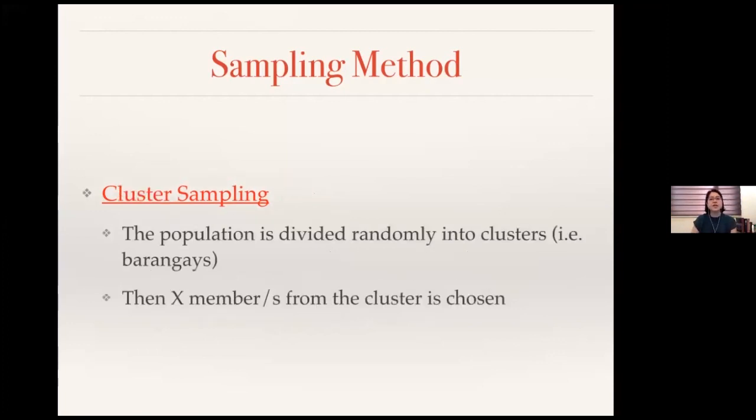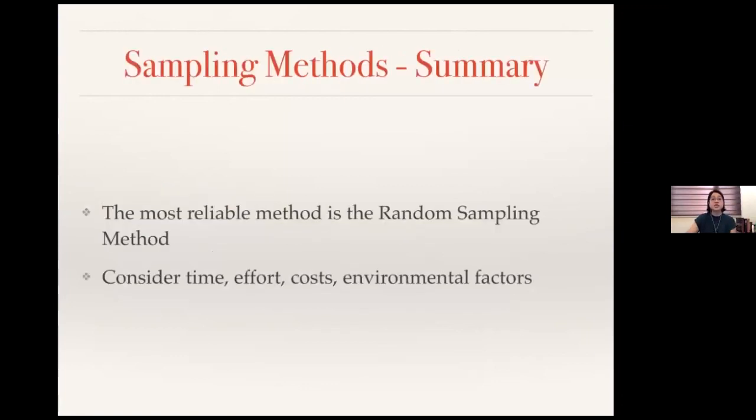Next, cluster sampling. So the population is divided randomly into clusters. For example, barangays. Then X members from the cluster are chosen. So for example, I want to make a study in Zamboanga City. Then what I do is I will choose only from the barangays 10 kilometers away from Zamboanga City Medical Center. And then I choose how many members from those barangays. So this is basically cluster sampling. So this is not even stratified sampling because I did not divide them equally into groups. You just chose a certain cluster in one area. So that's cluster sampling.